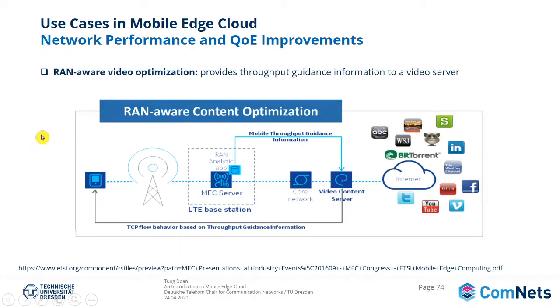The last group is about the network performance and QoE improvements. There's a very interesting application. This is about the radio access network aware video optimization. This application can provide the throughput guidance information to a video server. Let's take a look at the figure. We have a mobile device and we have a base station. The MEC server is attached to the base station.